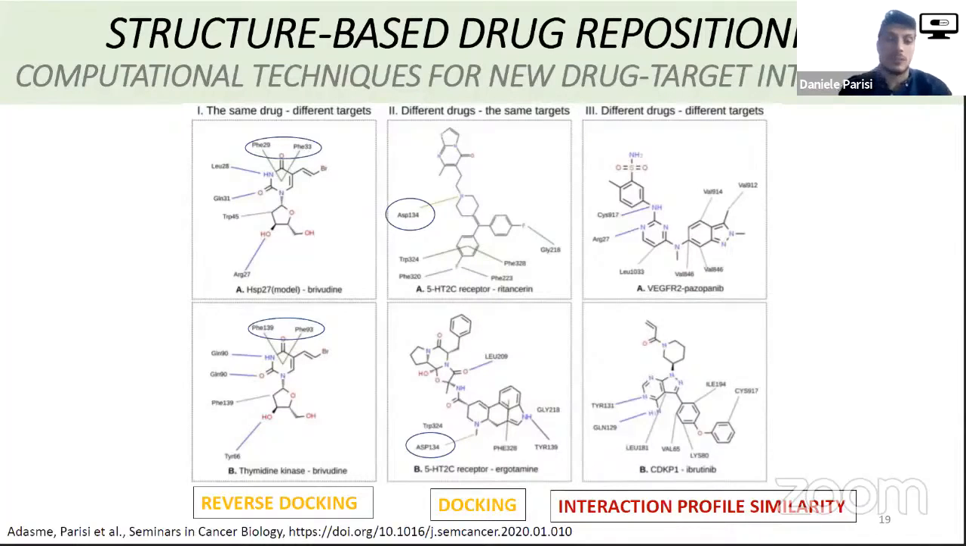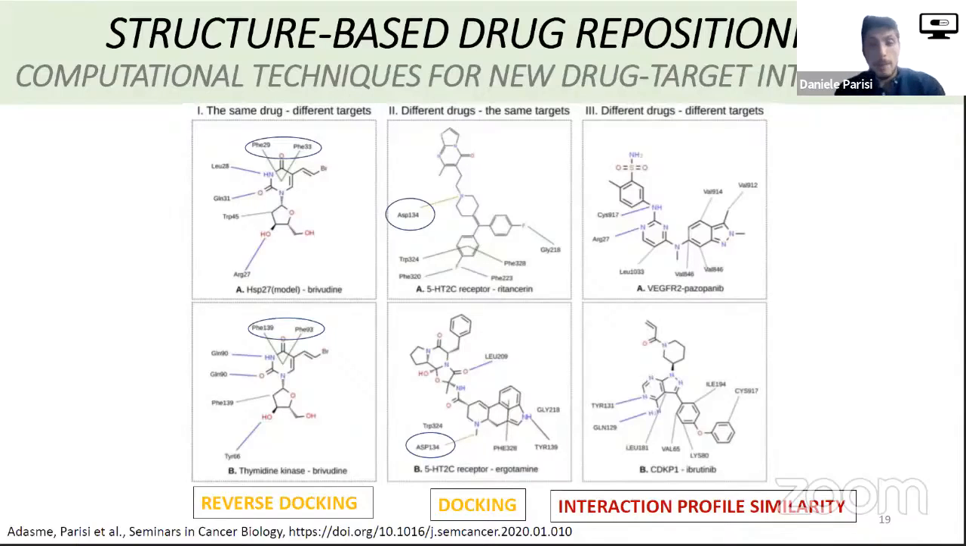And in this case, for example, it's shown how the same drug, brivudin, can fit both in the HSP27 and thymidine kinase binding sites because of the interaction with two residues, the two phenylalanines that are placed more or less in the same way in the two different binding sites.